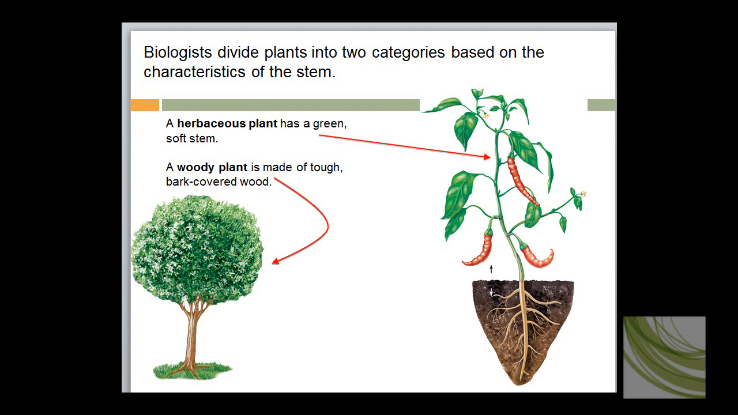Herbaceous versus woody. A herbaceous plant has a green, soft stem, while a woody plant is made of tough, bark-covered wood. Okay? Green stems, wood stems, trees, this pepper plant.